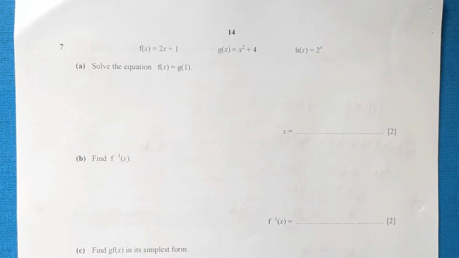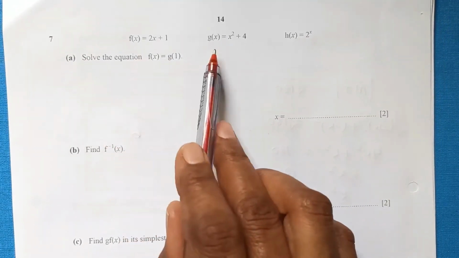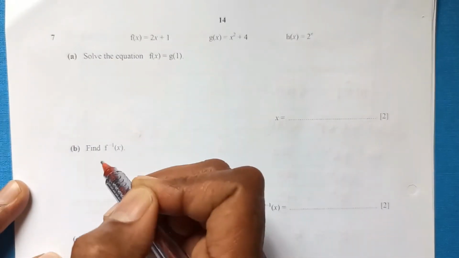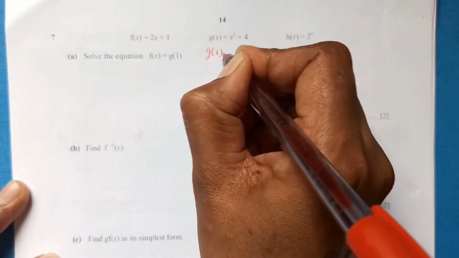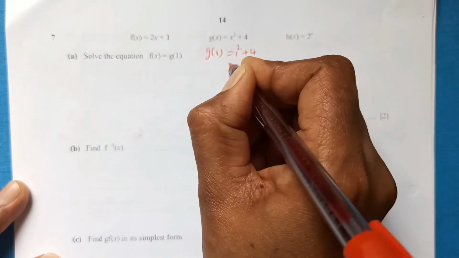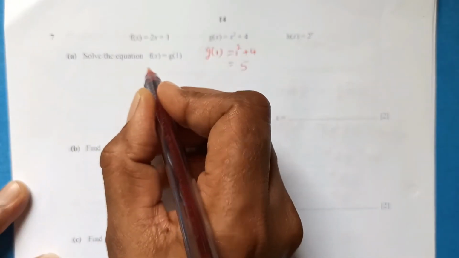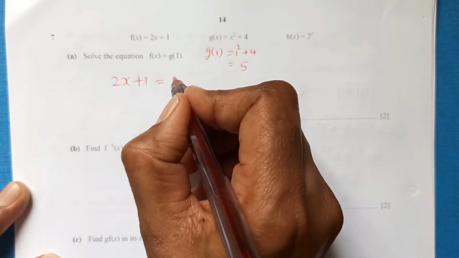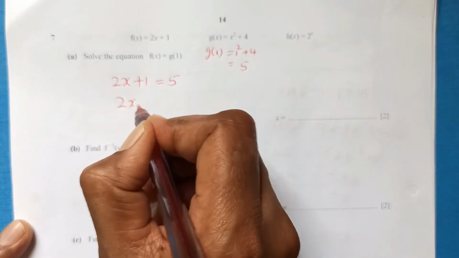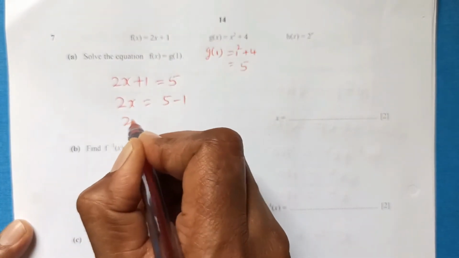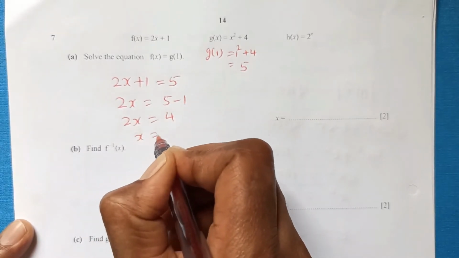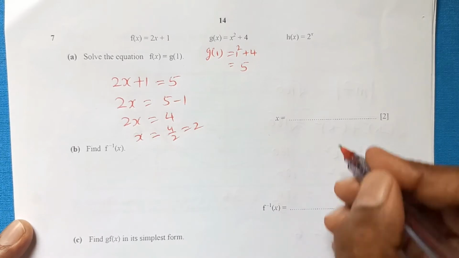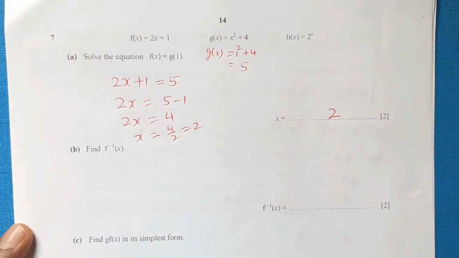Question 7. This is of functions. We are given f(x), g(x) and h(x). Solve the equation f(x) equals g(1). Now g(1) is 1 squared plus 4, which is 5. So f(x) is 2x plus 1 equals g(1). g(1) is 5, so 2x will be 5 minus 1. 2x is 4 and x will be 4 divided by 2, which is 2. So the value of x is 2.